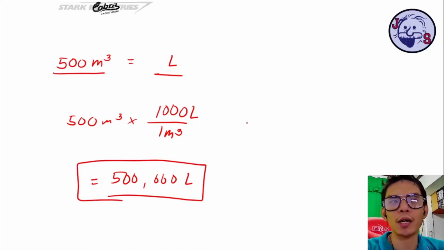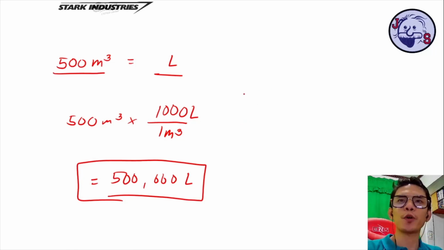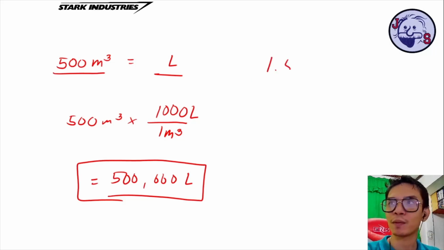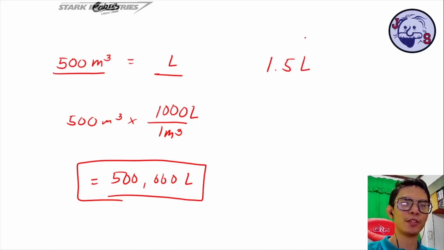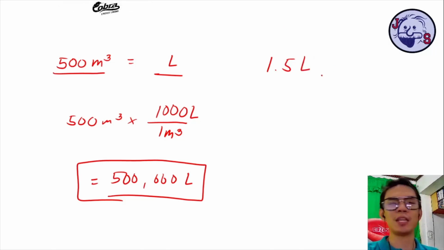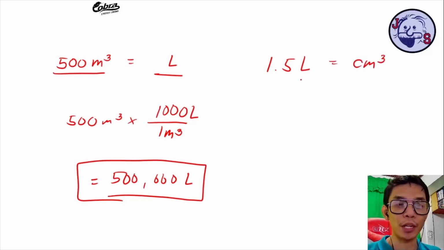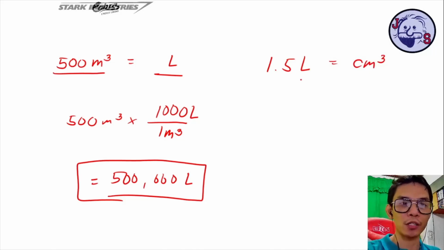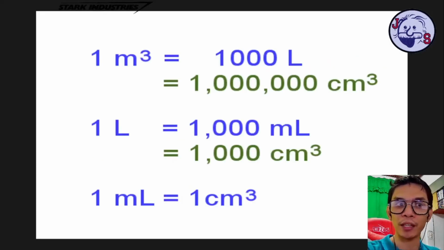Suppose, another question. Suppose you bought a 1.5 liter Coke, so 1.5 liters of soft drinks. Now, you want to know how many cubic centimeters that is. So let's go back to the conversion factor and find out.